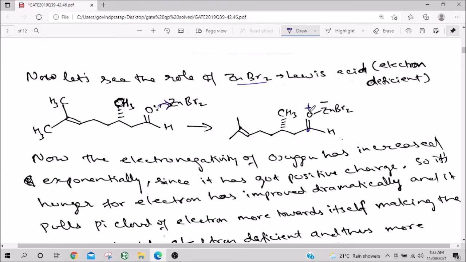Why? Because oxygen is already electronegative. It pulls electrons, the pi electrons, from the carbon towards itself. So positive polarity was there. Now oxygen has got a positive charge, so its electronegativity is dramatically increased because now it wants more and more electrons, and therefore now this reaction can happen. So an electron rich center will attack. Which is the electron rich center? The electron rich center is of course this pi bond.